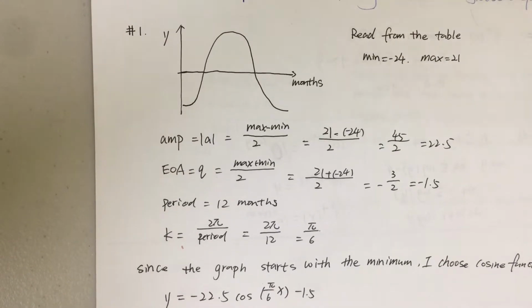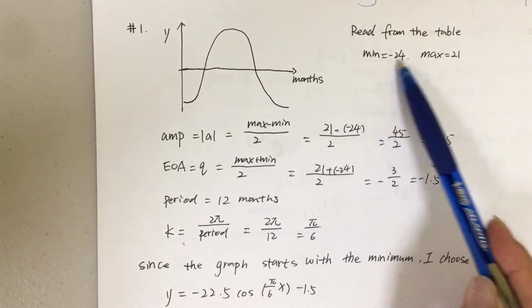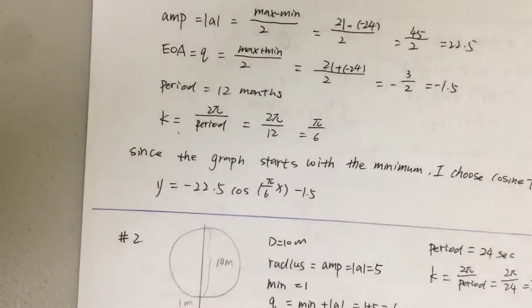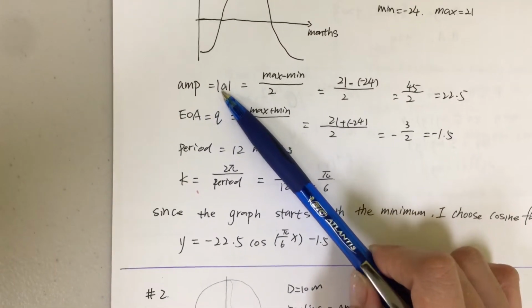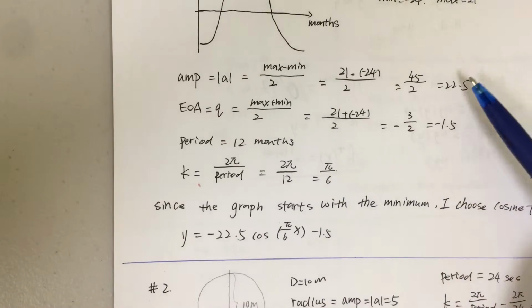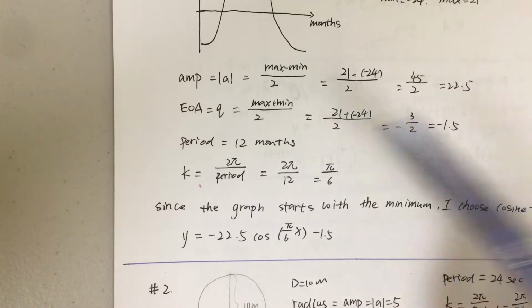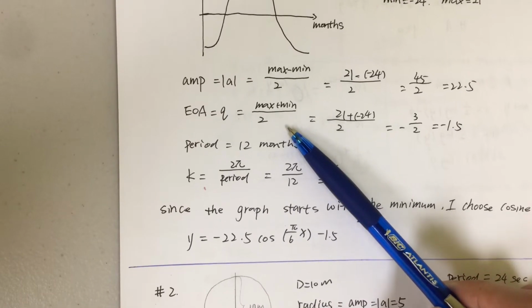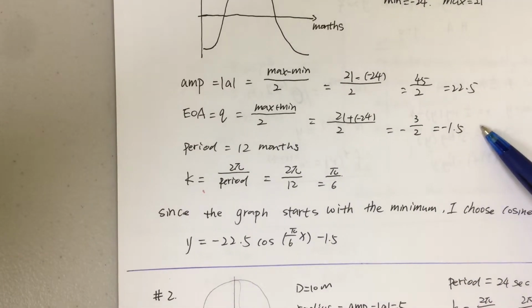I read through the table and read the minimum is negative 24 and the maximum is 21. So we know by the formula, the amplitude equals the absolute value of A, which is the maximum minus minimum divided by 2. So the amplitude is 22.5. The D value, also the Q value, equals maximum plus minimum divided by 2, which is negative 1.5.